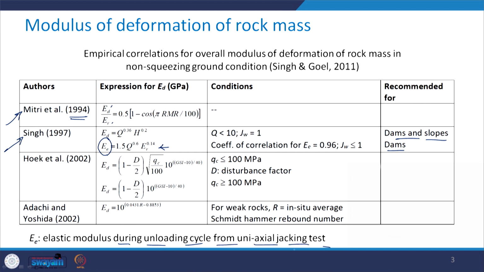Maybe in one or two subsequent classes we will discuss this test, the uniaxial jacking test. Then Hoek et al. in 2002 came up with the expression which made use of the geological strength index GSI. Adachi and Yoshida in 2002 gave the expression which used the in situ average Schmidt hammer rebound number R, which is there in this expression at this location.